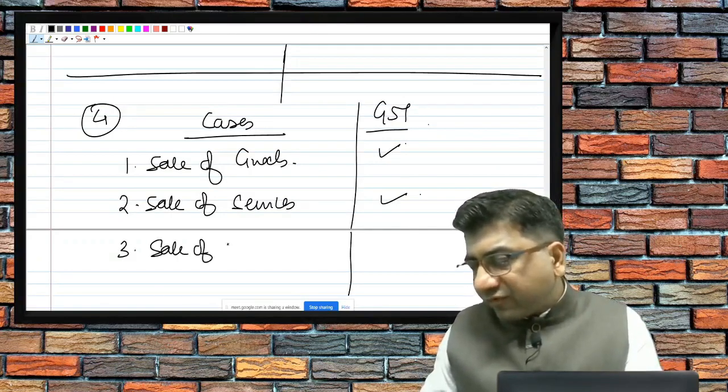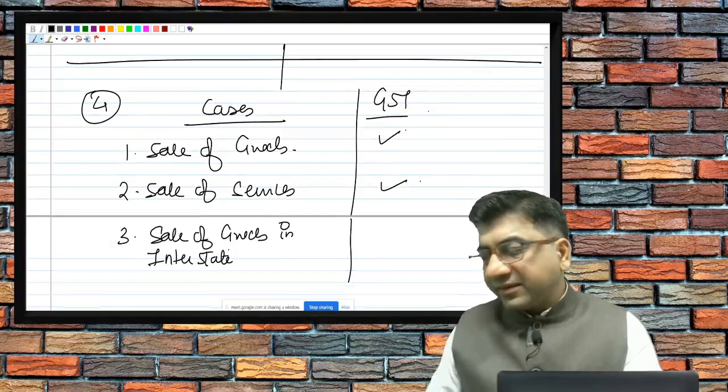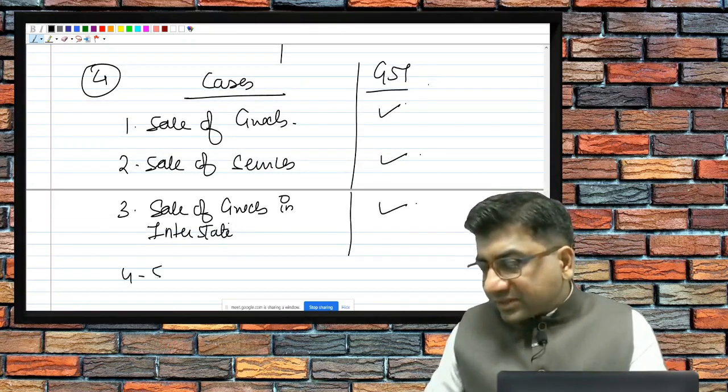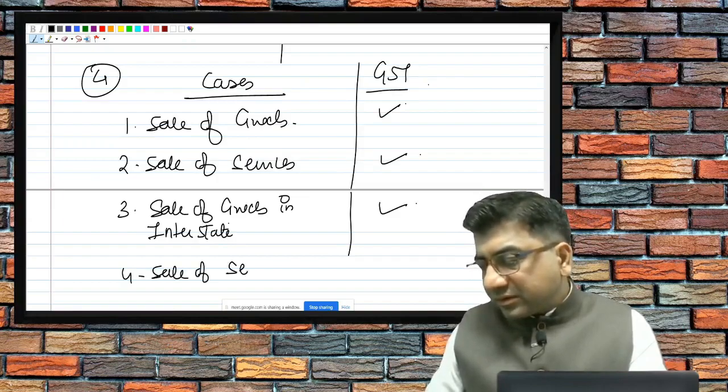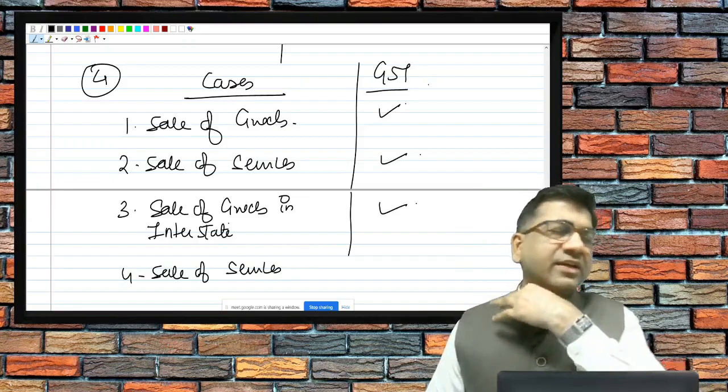Sale of goods in interstate, tell me. GST is there.